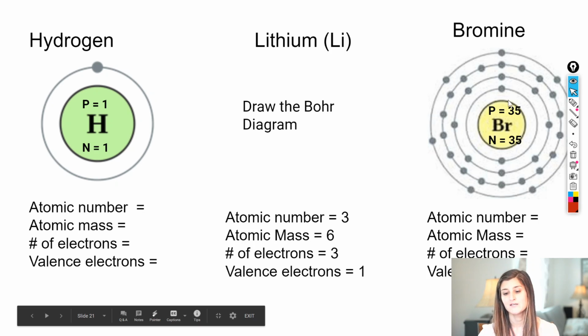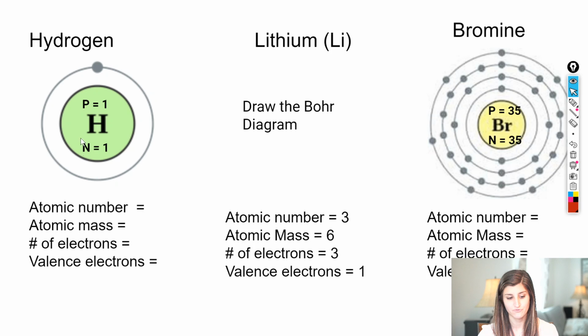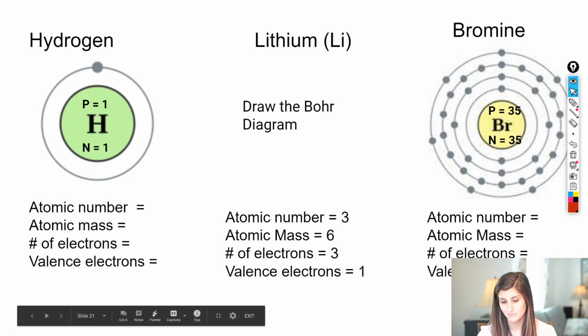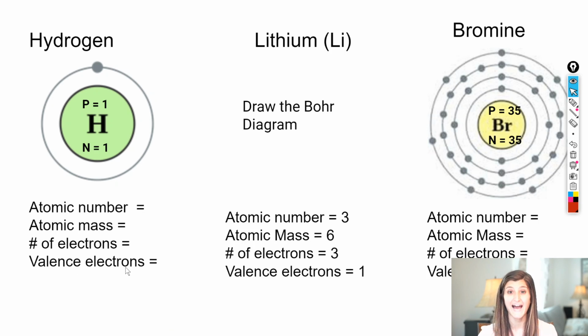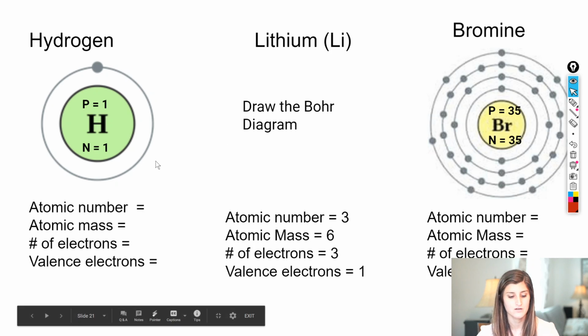And then bromine is similar to the first one, where you look at this and then fill out the atomic number, atomic mass, electrons, and valence electrons. As a reminder, the valence electrons are the electrons on the outermost shell. If it has 1 shell, it's the electrons on that first shell. If it has 2, then it's the electrons on that second shell. I want you to give that a try, and then I will go over them with you.